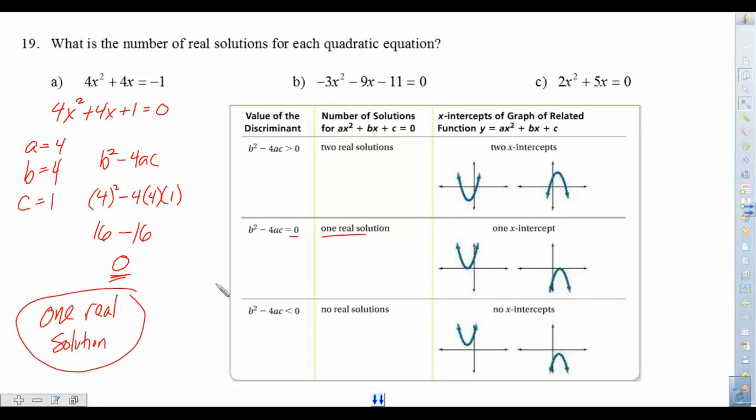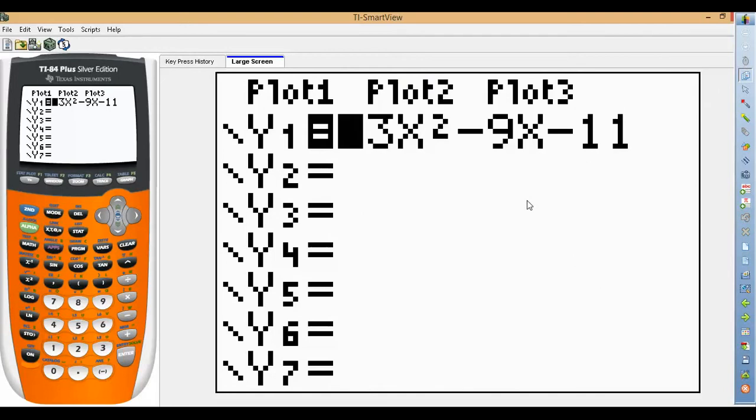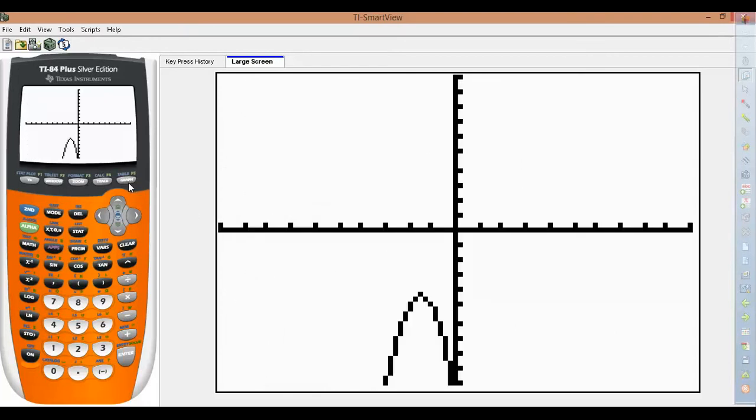Let's take a look at the other ones. When we look at that second one, -3x squared minus 9x minus 11, for the b squared minus 4ac, let's go ahead and do that. Oh shoot, whoops. I accidentally typed it into the graphing calculator. Oh no. Big mistake, right? Well, let's look at the graph. Take a look at that. Do you notice that when we graph it, that parabola does not even cross the x-axis? So do we see what kind of description this fits?